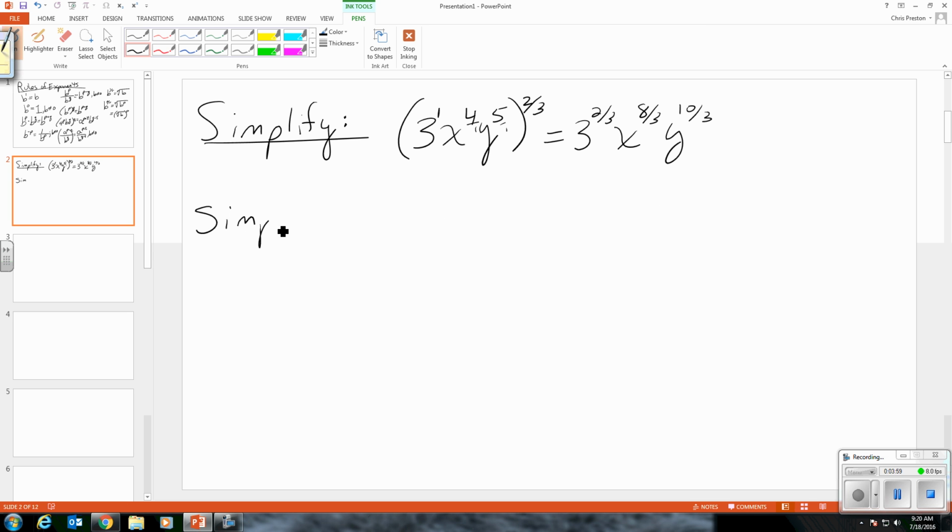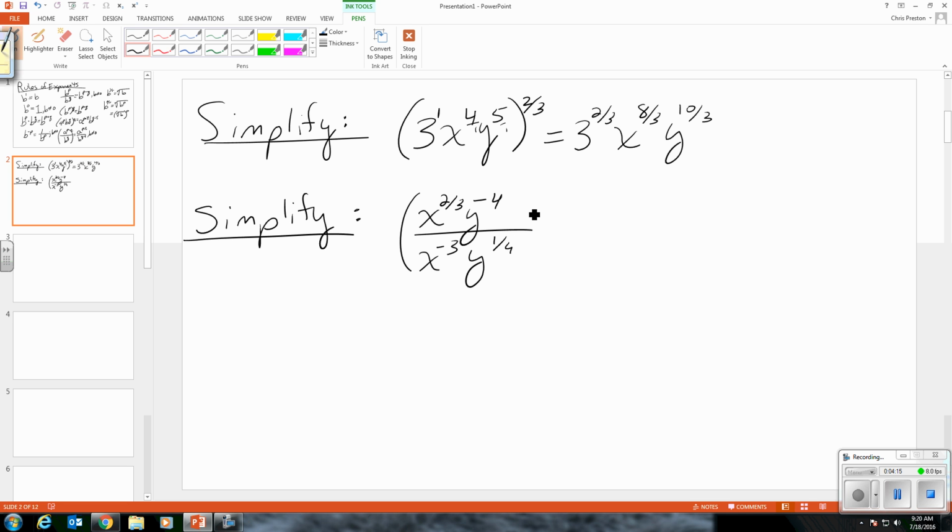And of course, these expressions can get more complicated. You can have, say, x to the 2/3, y to the -4 over x to the -3, y to the 1/4, all of that raised to the 1/2. And so, again, I would just multiply these exponents first. So 2/3 times 1/2 gives us 1/3. -4 times 1/2 is -2.